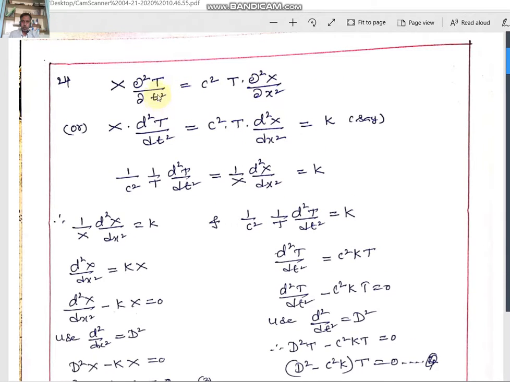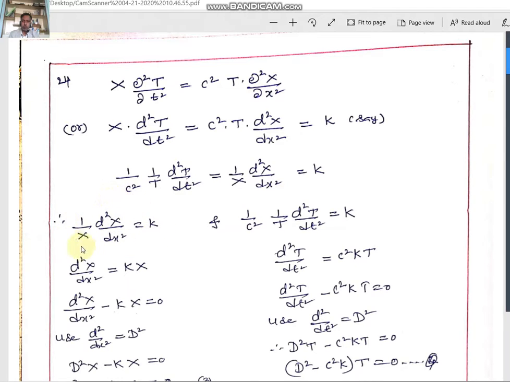Otherwise, we can change partial derivative terms to ordinary derivative terms. X into d square t by dt square is equal to c square t into d square x by dx square, and equate these terms to a constant, common constant k. Then cross multiply and simplify. So you will get two equations. One is 1 by x into d square x by dx square is equal to k.